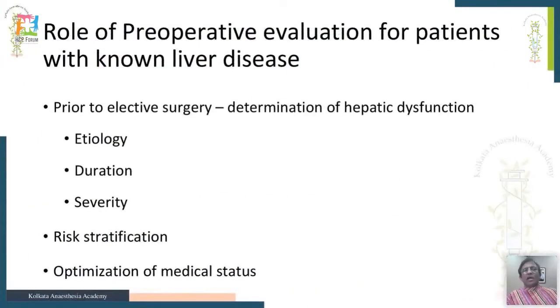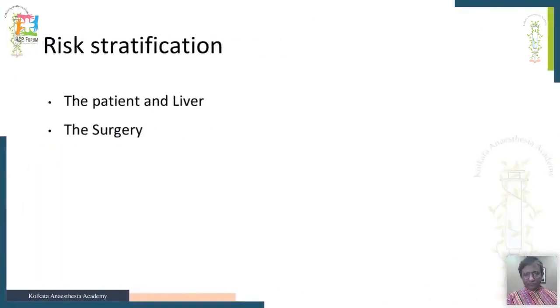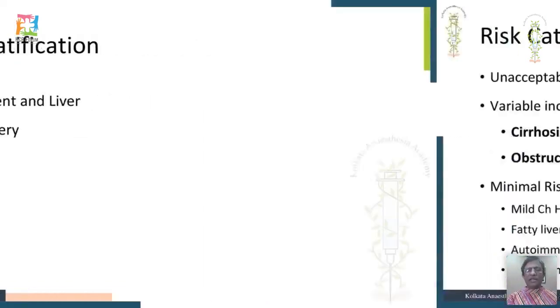What is the role of preoperative evaluation? That will be true for anything, whether it is liver disease, heart disease, or pulmonary disease. You try to find out the etiology of the disease, the duration and the severity, and you risk stratify, and then you do optimization of the medical status. The risk stratification is with the patient and the liver, and obviously the surgery. These are the two pillars. We knew about this from our cardiac evaluation, from our pulmonary evaluation, etc.